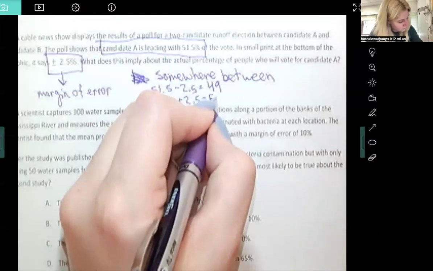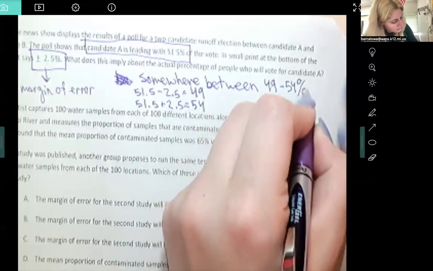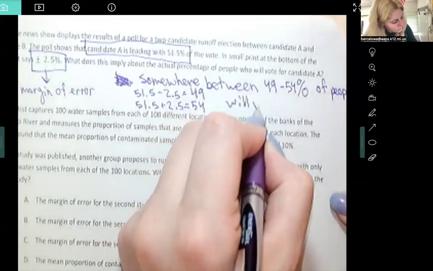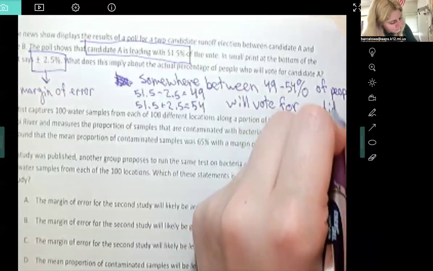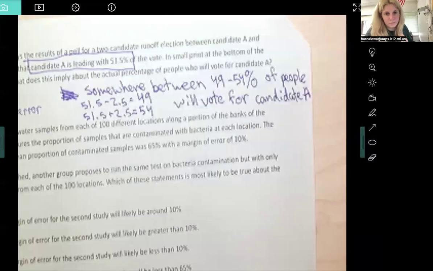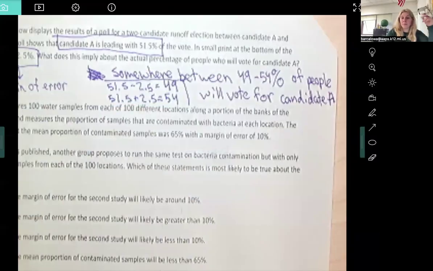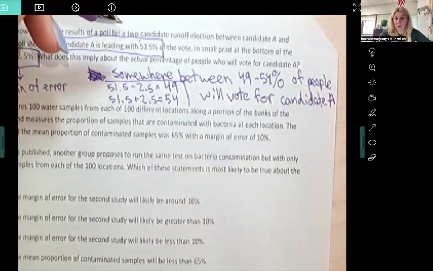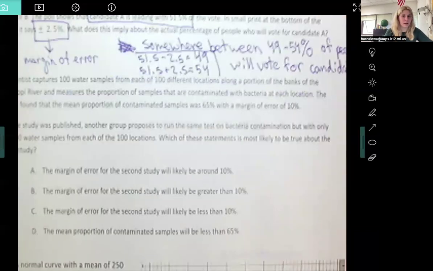Somewhere between 49 and 54% of people will vote for candidate A. I'm cutting off. Okay, there's my work showing it. All right, so remember, we use this sample value as an estimate for our population proportion, okay? But it's not guaranteed. That's why we report with a margin of error, okay?